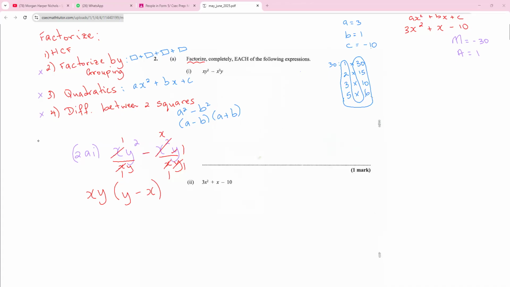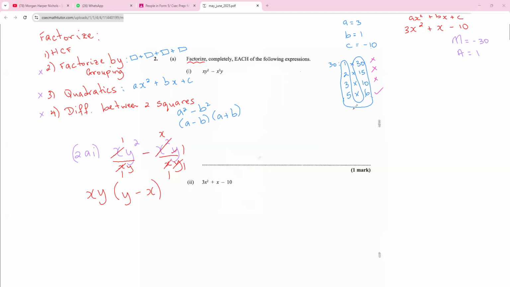Now they want to know which pair would also give me 1 if we add or subtract. So if I add or subtract 30 and 1, I would not get 1. I would not get 1 if I add or subtract 15 and 2. And 10 and 3, I will not get it. The only pair is with 5 and 6. Now you have to focus now on the signs.